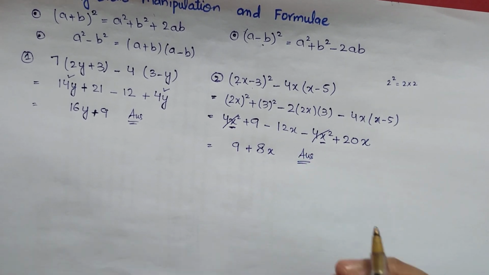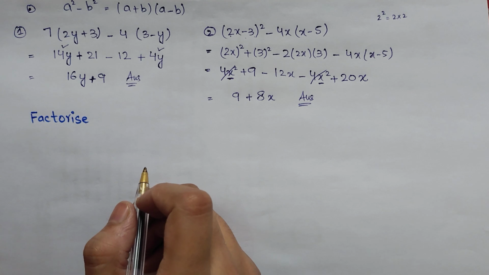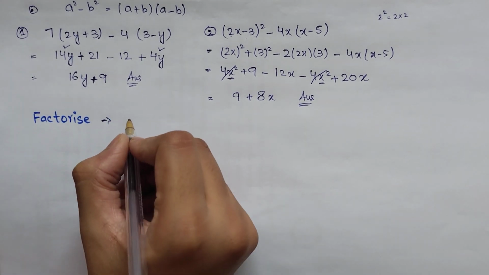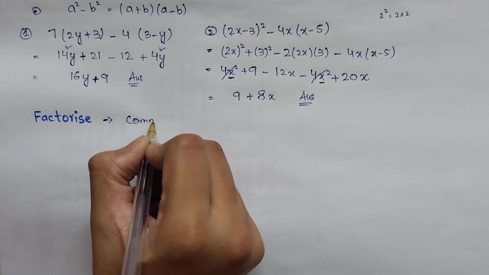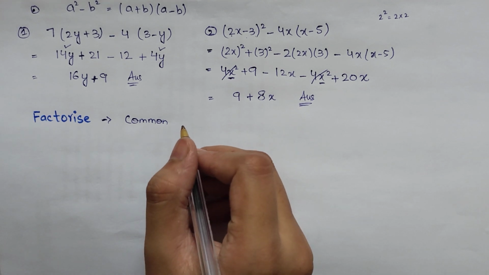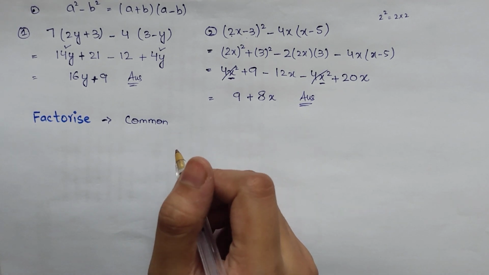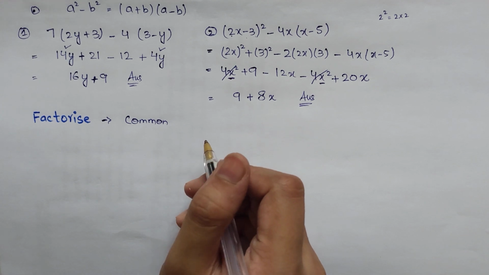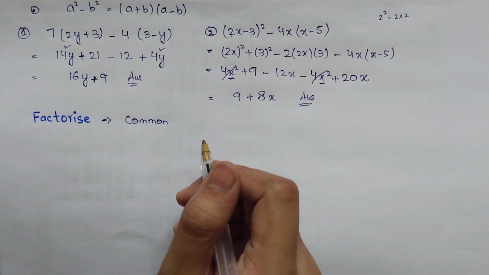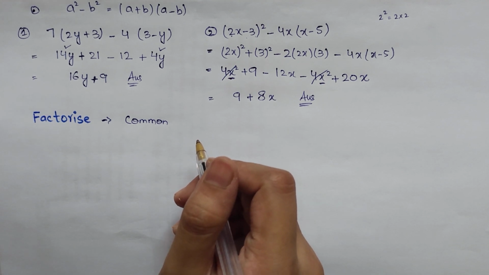This is your answer. I hope you understand how to do simplification of algebraic expressions. The next thing which we have to do is factorize. What does factorize mean? You first find what is common in every term. If something is common, you have to take it out. The first step of any question in which you are asked to factorize, or any algebraic question, is to factorize it. Factorization's first step is to take common whatever you find.